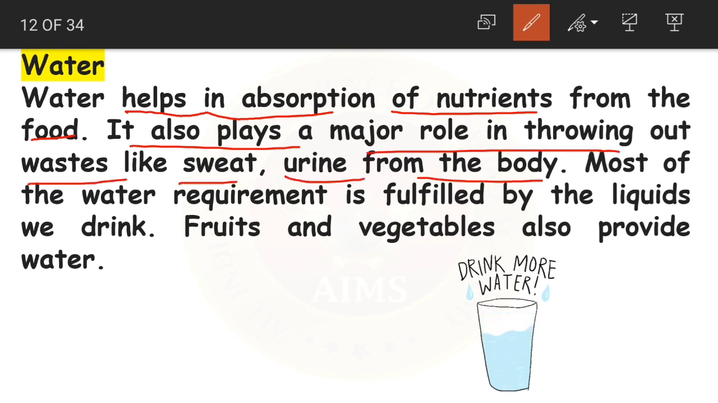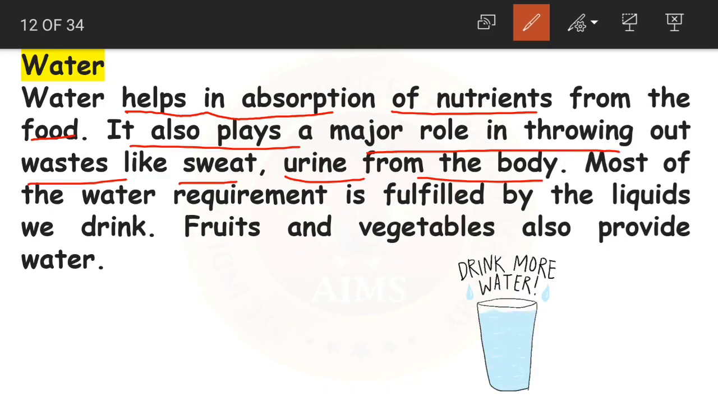Not only that, children, it is also going to throw out waste. I said before also that our body has to throw out the waste. So it is going to take out the waste from our body in the form of sweat and in the form of urine. These two are water content only.